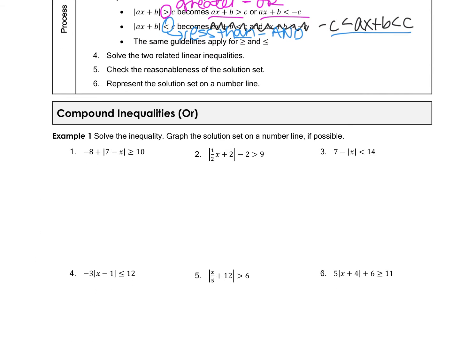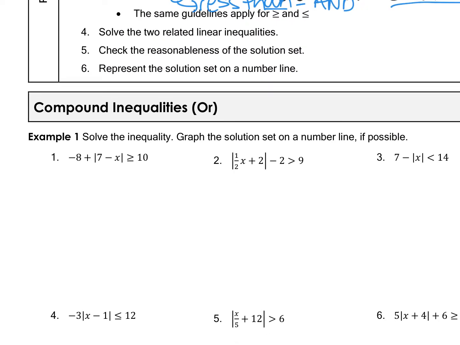Okay, so first up, for number one, we're solving the inequality and graphing the solution set on the number line if possible. Same thing as the equation: I want you to circle the absolute value bars, so you know you need to isolate it, which means I need to move the -8. Then I have the absolute value of 7 minus x is greater than or equal to 18. Once the absolute value is isolated, you're going to set up your two inequalities based on your sign.